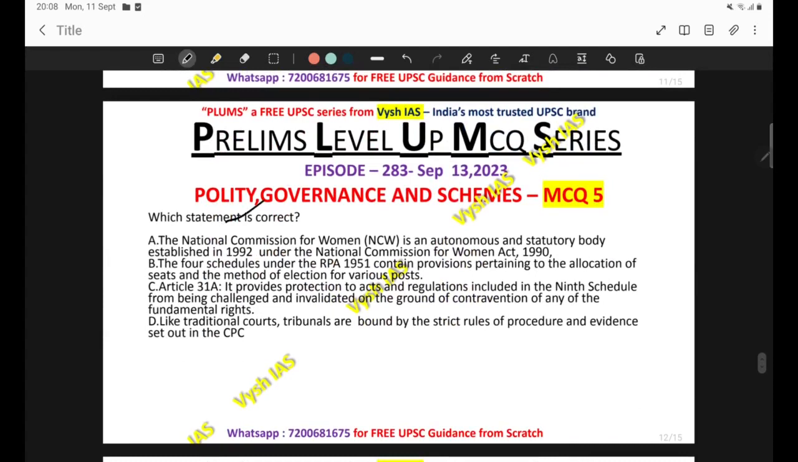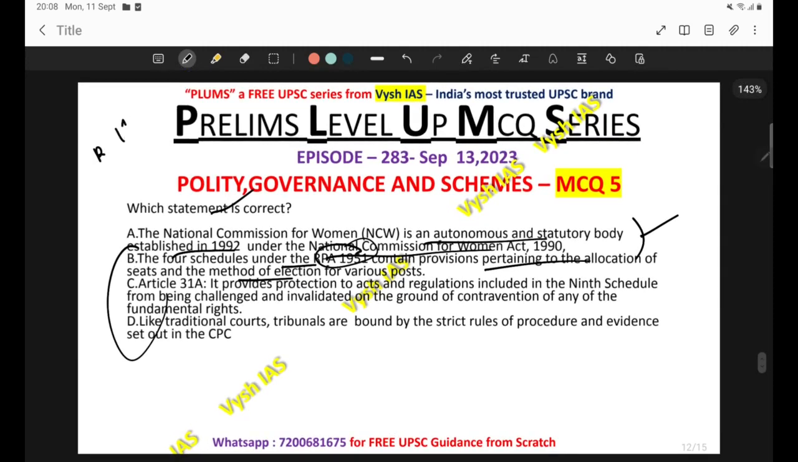Come to the next. Which statement is correct? National Commission for Women is an autonomous and statutory body established in 1992 under the National Commission for Women Act 1990. Okay, so this is a correct statement. So the other 3 statements have to be incorrect, but still we'll be looking into that. The 4 schedules under RPA 1951 contain provisions pertaining to the allocation of seats and method of election for various posts. If you have been following the PLUMS of Polity religiously, I have explained many a times about RPA 1950 versus 1951. 1950 is the one which deals with the basic provisions of elections, while RPA 1951 is the one which deals with advanced kind of provisions. That was a trick I have said for you to follow and remember things more easily.